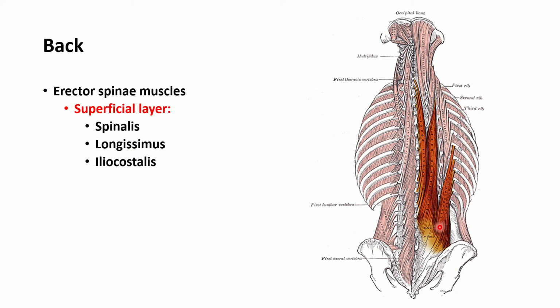So three superficial layers and two deep layers. One is the semispinalis, is this one, and the other one is called the multifidus, which is located medially and inferiorly. So all these muscles cause extension of the spine, or they are also called erector spinae muscles.